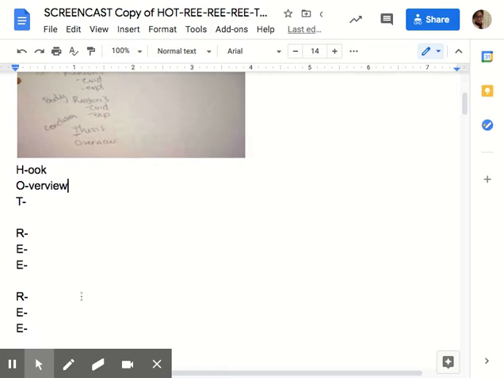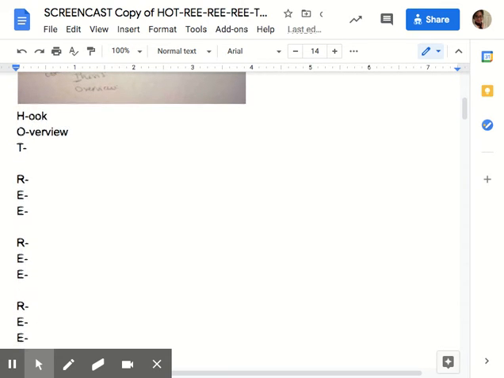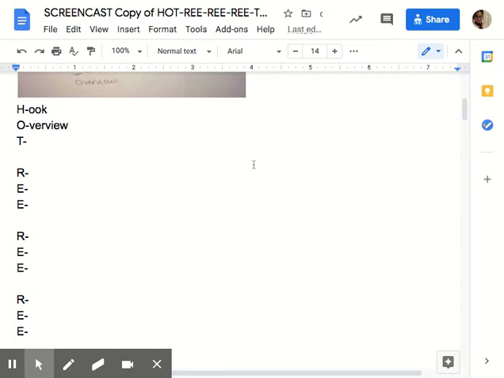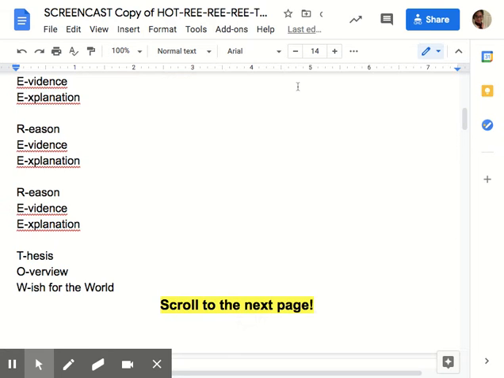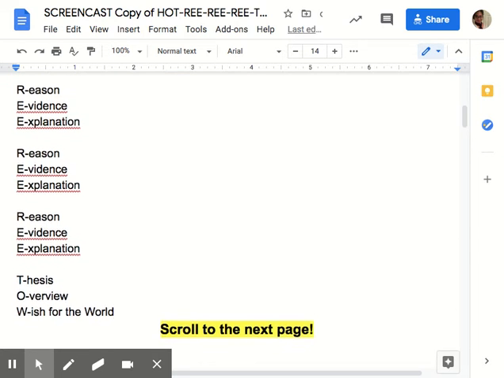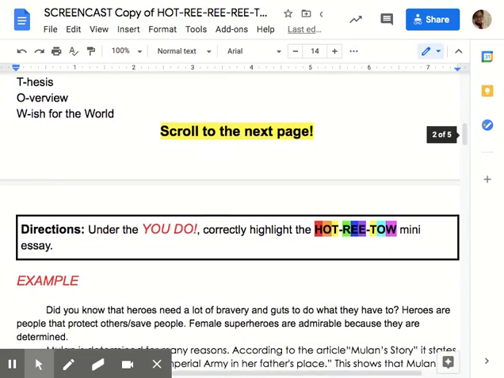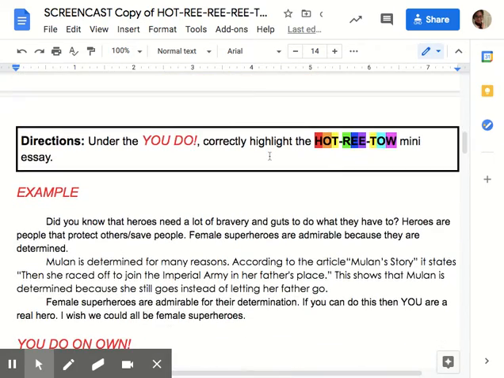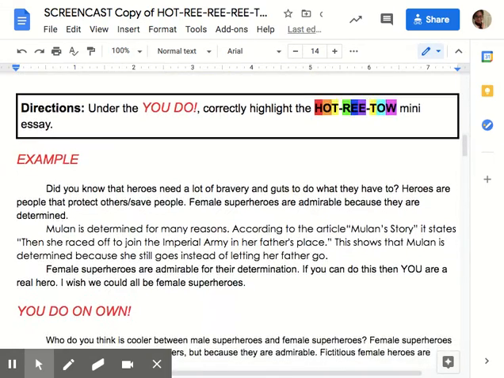Pause the screencast and complete. Play the screencast again once you're done. If you are watching the screencast now, it means you filled in HOT-REEEE-REEEE-TOW. And it looks something like this. So it says scroll to the next page, and now we are on page 2.